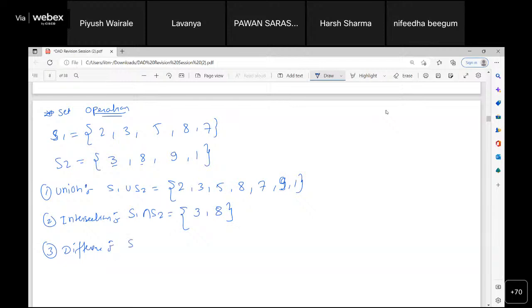Then what is the difference, S1 minus S2? 2, 5, 7. The elements which are present in S1 but not in S2, right? That is S1 minus S2. So which are those elements? 2, 5 and 7. 9, 1 will not be there. The elements which are present in set 1 but not in set 2.